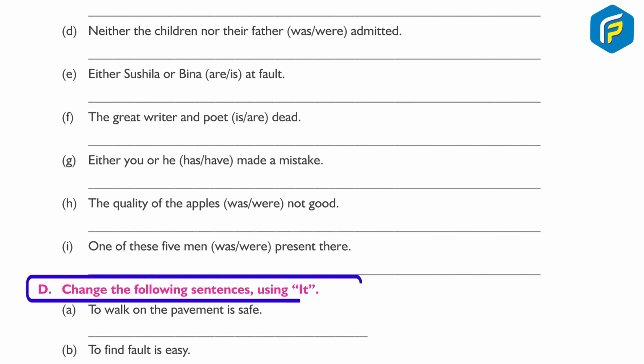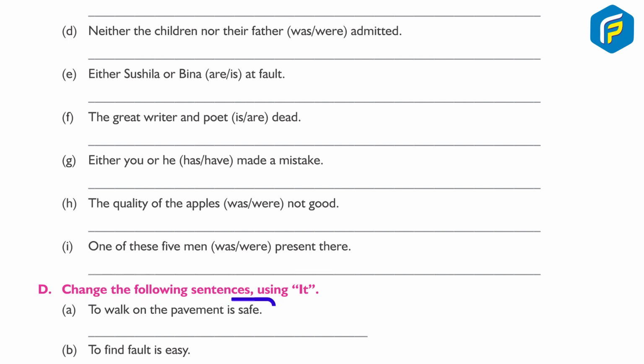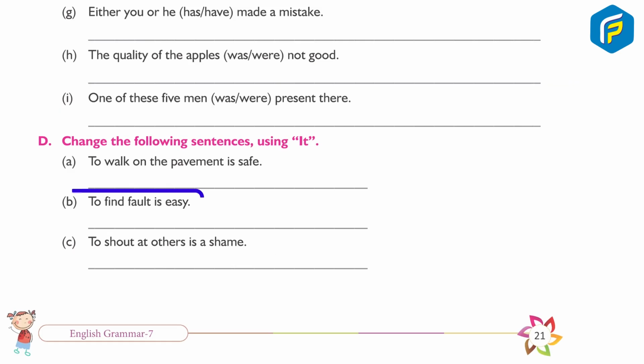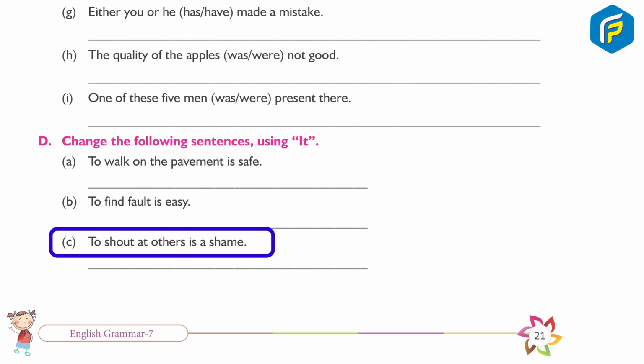D. Change the following sentences using it. A. To walk on the pavement is safe. Answer. It's safe to walk on the pavement. B. To find fault is easy. Answer. It's easy to find fault. C. To shout at others is a shame. Answer. It's a shame to shout at others.